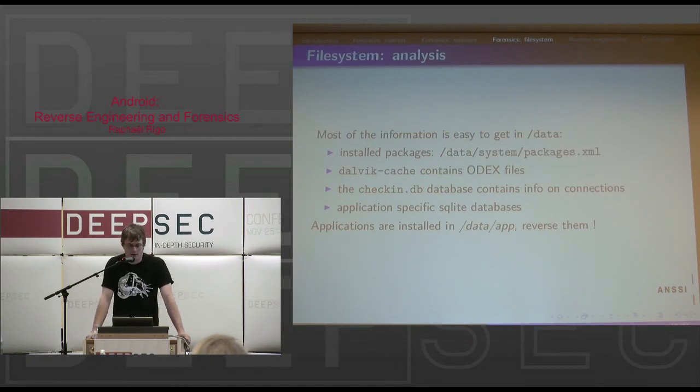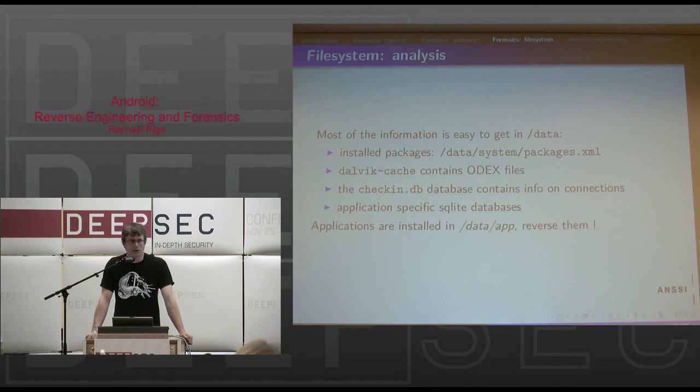Once you get access to the file data, it's pretty easy to analyze. Almost everything is in the /data path. You can get a list of installed packages. You can find the Dalvik cache, which contains optimized DEX files for all the running applications. I will get back to it later. For example, get the checkin.db database that contains a lot of information on connections, when the network is going up, when it's going down. So you can find pretty interesting data in this database.